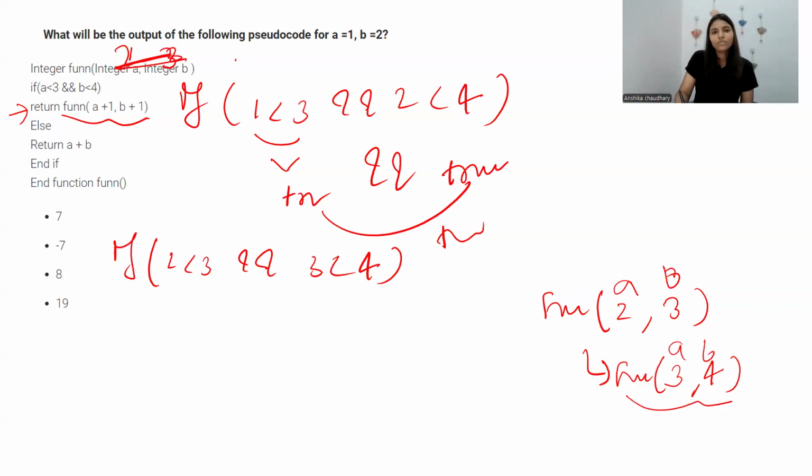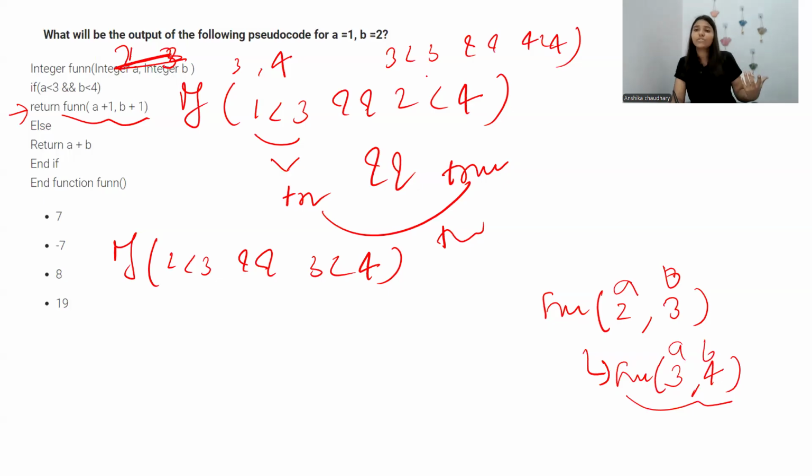Okay, so now for 3 comma 4 the call will happen and it will check if a is less than 3. So is 3 less than 3, and is 4 less than 4? This time the condition is false because 3 is not less than 3. Equal to 3 it is, right? So the if condition is false. So we will come here in the else part, and in the else we need to return a plus b, and this resultant will be stored in the latest function call.